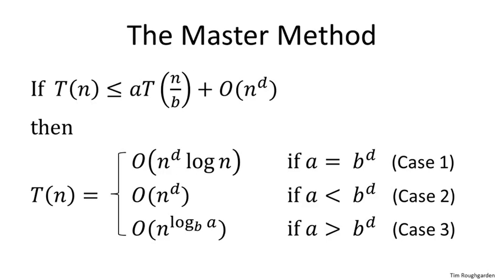And in the third case, where it's increasing in the levels, the leaves dominate. The number of leaves is a raised to the log base b of n, and that's the same as n to the log base b of a. And that's the proportion of the running time in case 3 of the master method.